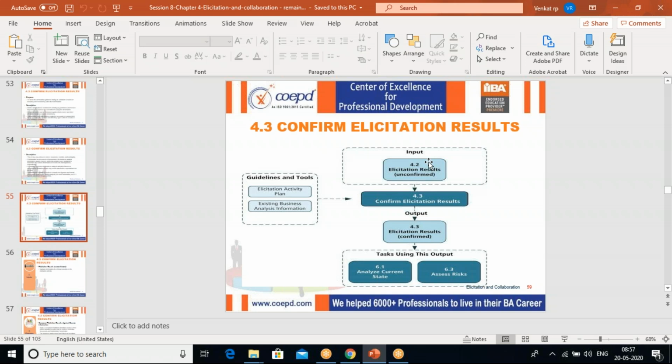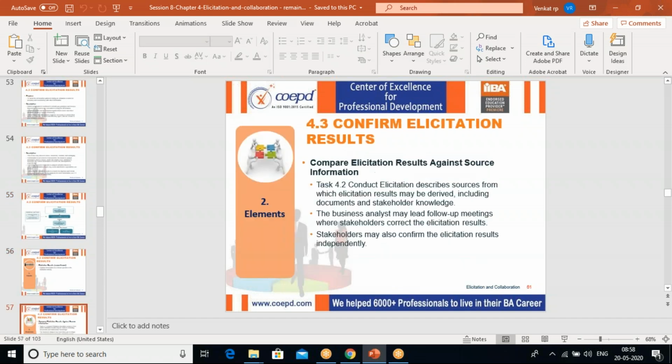Then how to confirm: let me say you have simulated it, you asked me questions and you got information. That information is elicitation results unconfirmed. The next task you are going to do is confirm these elicitation results, and the output of it would be elicitation results confirmed. Right, you got me? This is what you are going to do.